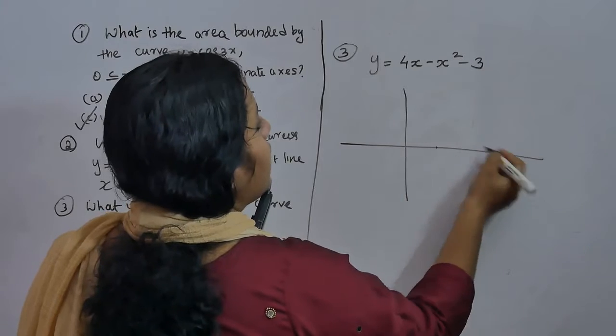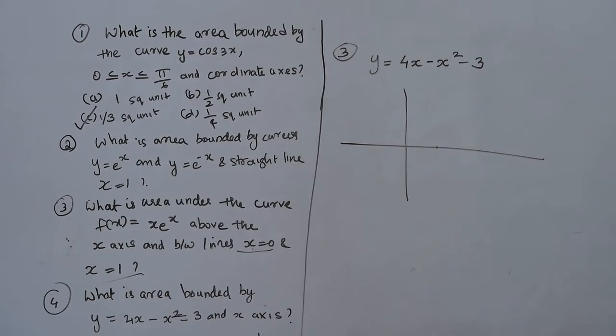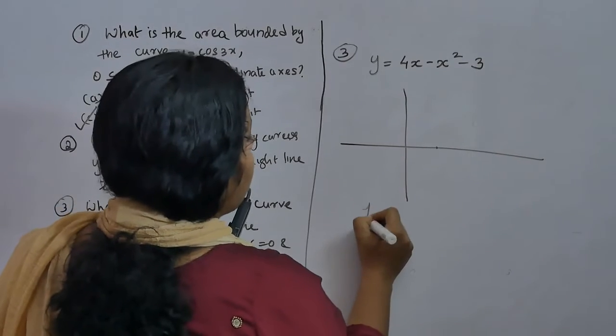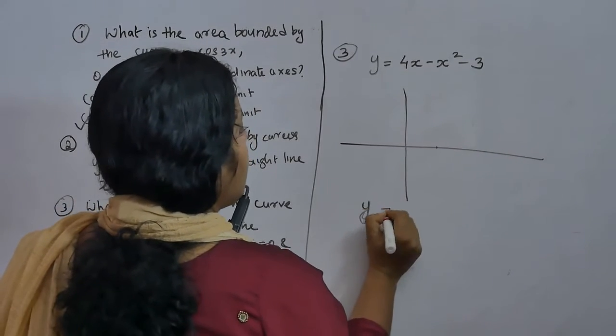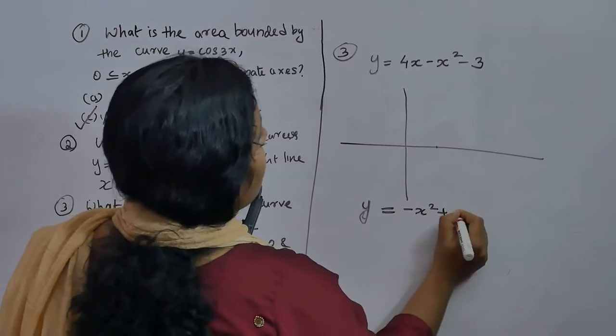We need to get the limit, then only we can solve. So how can we get the limit of this question? This is a quadratic equation. So let's see how we can solve this. This is actually y is equal to minus x square plus 4x minus 3.